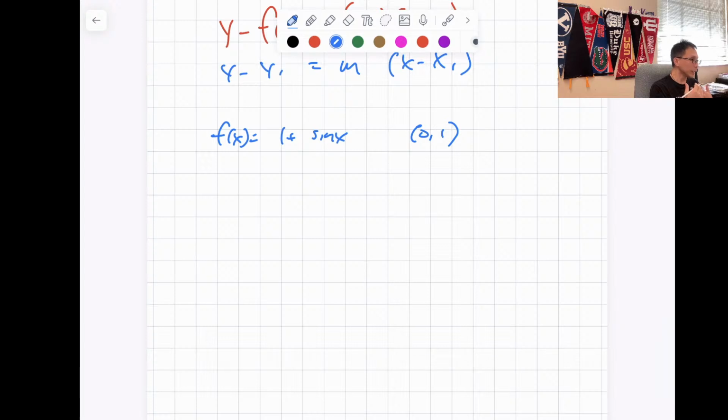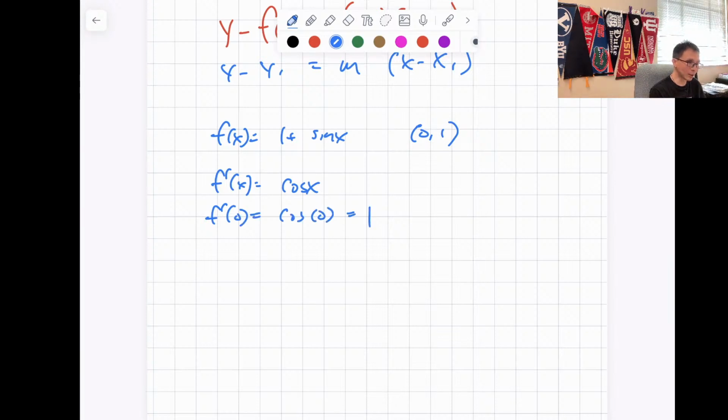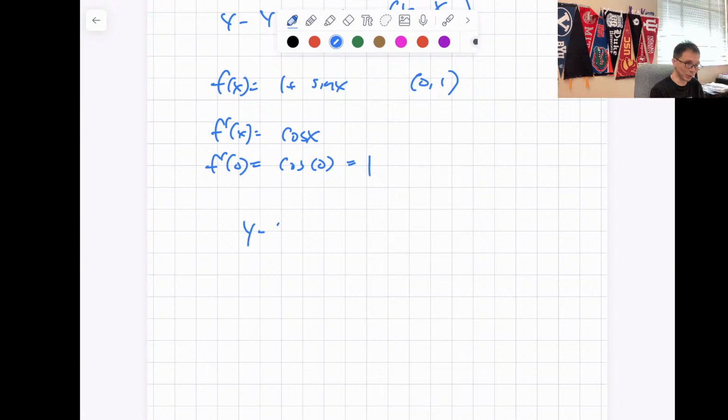Even something like this is very easy, but you should still know what you're doing. I can take the derivative of this, which is cosine of x, right? So I can plug in 0. The cosine of 0 is equal to 1. So that's y minus 1 equals 1 times x minus 0, so y equals x plus 1.